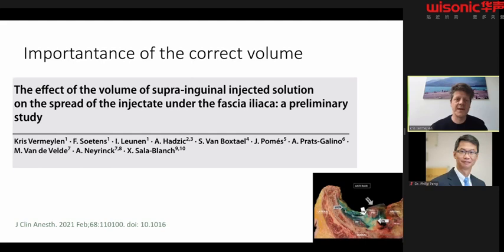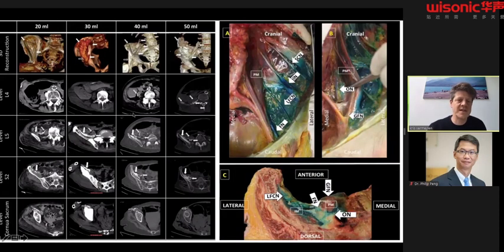And of course, you can't separate those things. It's not only the approach, but also the volume, of course. And I did another study with Xavier Sala-Blanch, and you know him from Spain. He's a Spanish anatomist and anesthesiologist, who is also very famous.